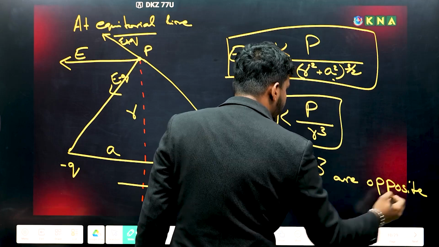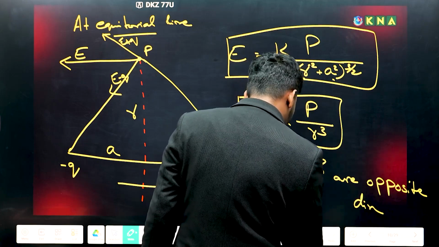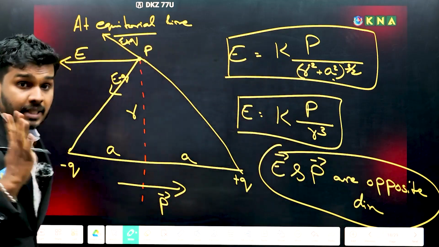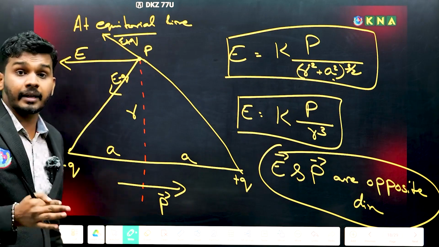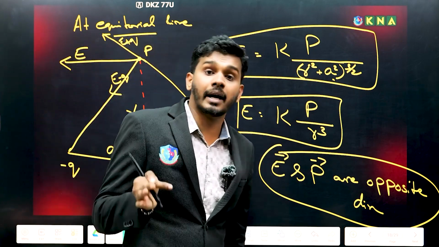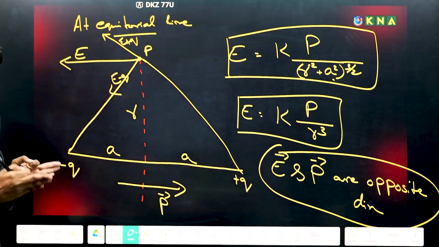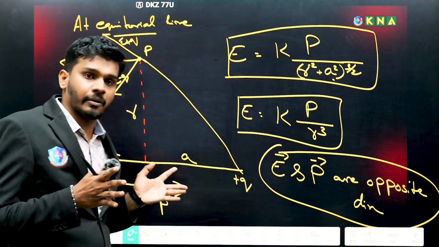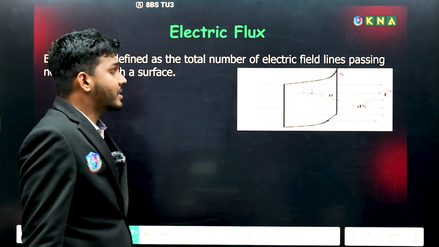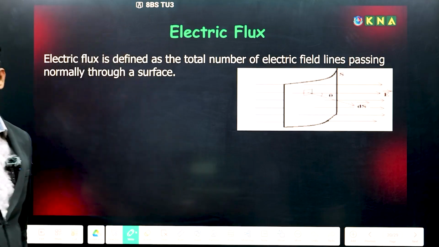At the equatorial line, electric field and dipole moment are in opposite directions. At the axial line, electric field and dipole moment are in the same direction. So, these are the electric field at the axial line and the equatorial line. Okay. Next topic is electric flux.